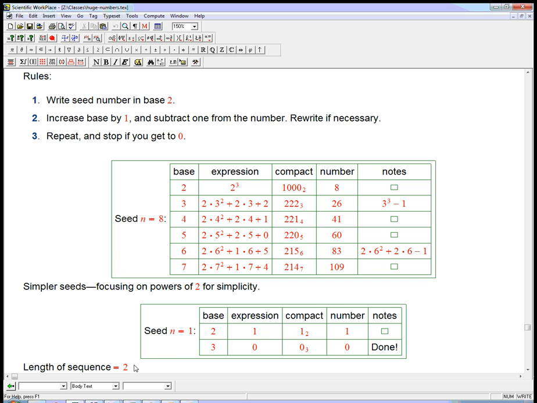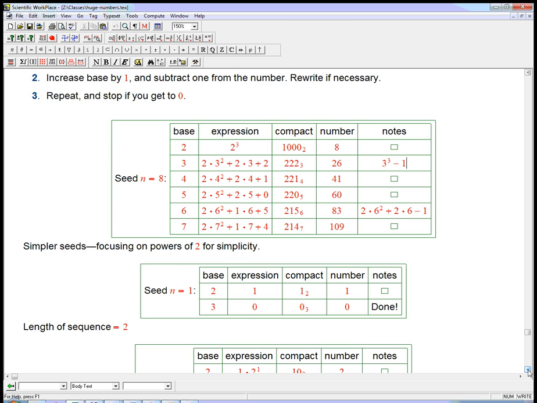And so that's kind of a hint that, in fact, these sequences are always going to go to 0, but it's not going to look like it. But in fact, and we'll see why they always go to 0 by the end of this video. Okay, or maybe the next video. Length of sequence equals 2 here, and we're done.